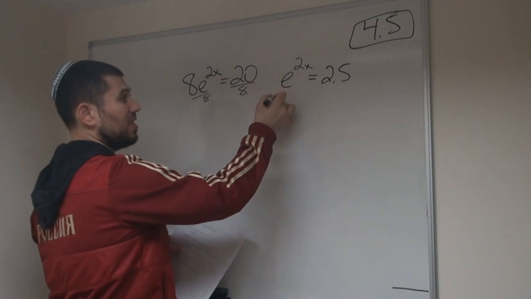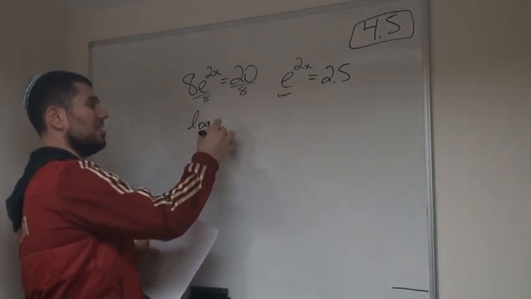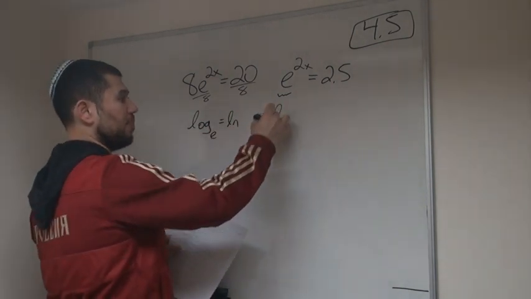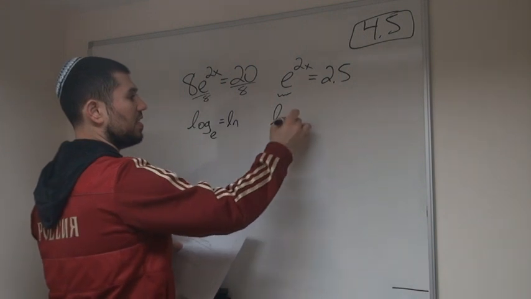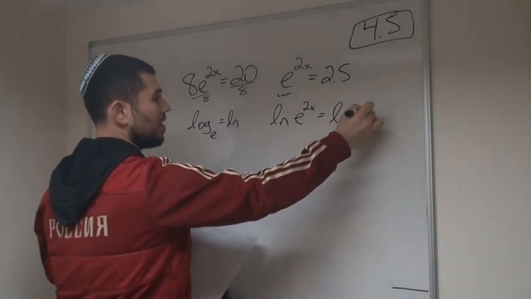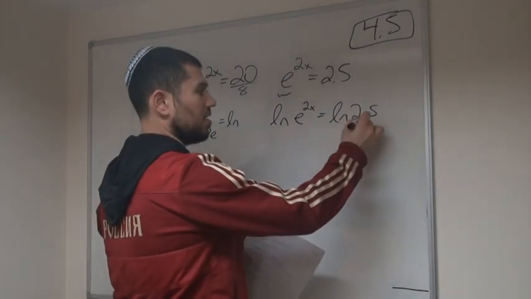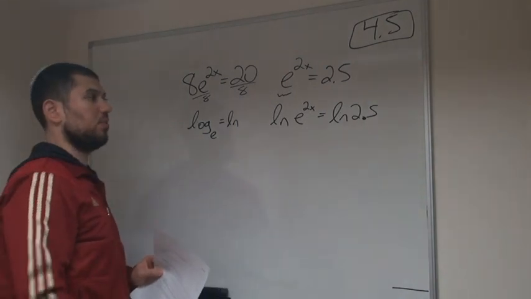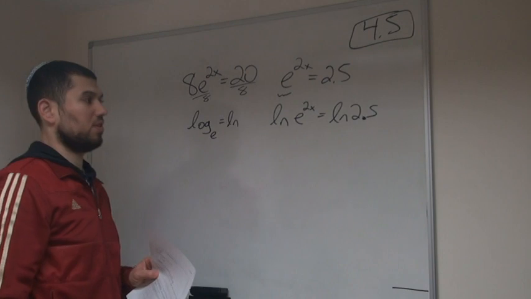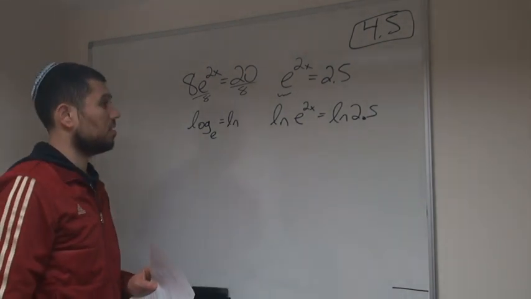Now, since I'm dealing with e, and I know that log to the base e is called the ln, I'm going to take the ln of both sides. The ln of e to the 2x equals the ln of 2.5. Now we're going to see why we choose to do this in a second. Why am I using ln? We'll see. When we have the natural exponential function, why does it make sense to use the natural logarithmic function?